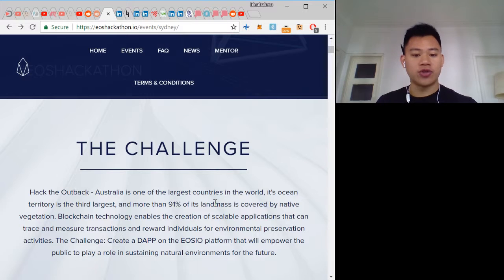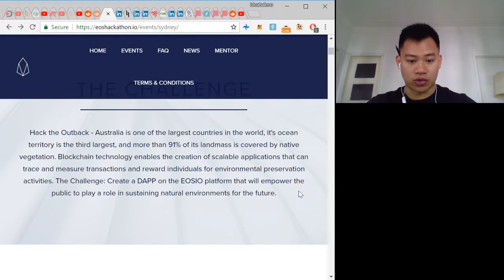So yeah, the challenge for the Sydney Hackathon is Hack the Outback. Australia is one of the largest countries in the world. Its ocean territory is the third largest, and more than 91% of its landmass is covered by native vegetation. Blockchain technology enables the creation of scalable applications that can trace and measure transactions and reward individuals for environmental preservation activities. The challenge: create a dApp on the EOS IO platform that will empower the public to play a role in sustaining natural environment for the future.